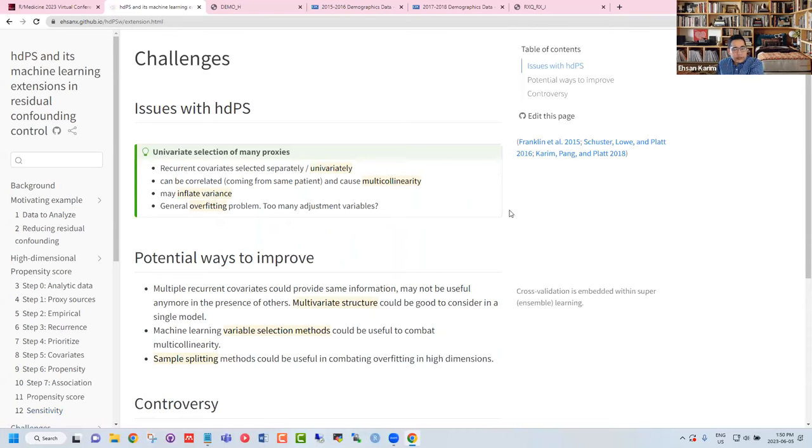Okay, so let us take a 10 minute break again, and then we will come back in 10 minutes, and then we will talk about some of the challenges of the high-dimensional propensity score algorithm, as well as some of the machine learning and double robust extensions of the high-dimensional propensity score algorithm.